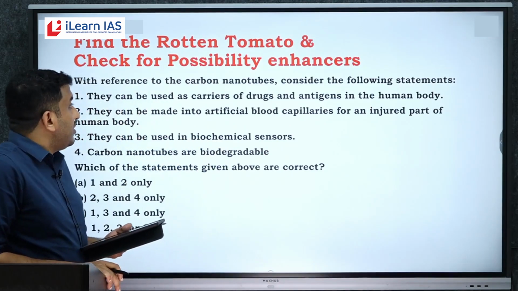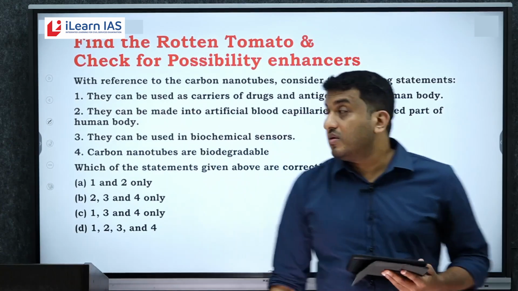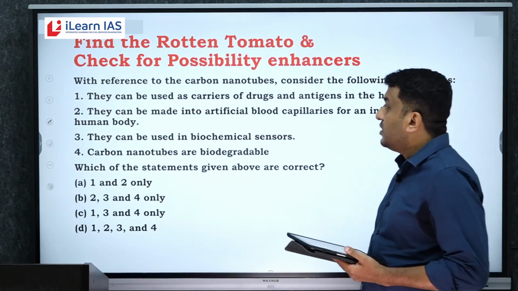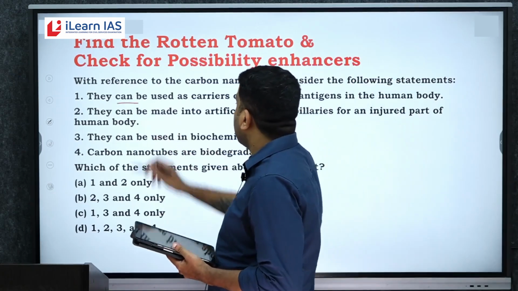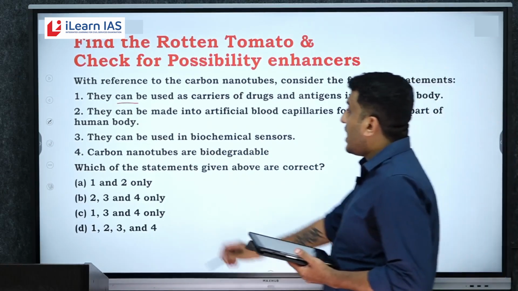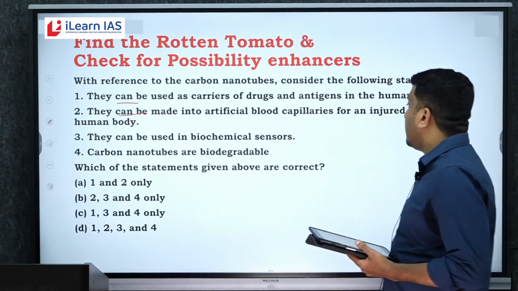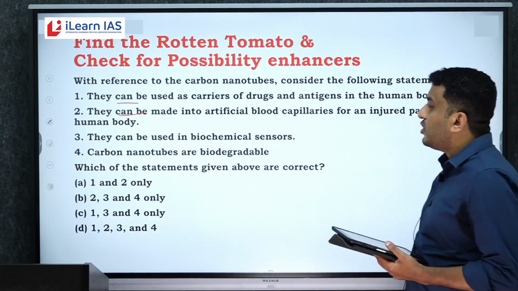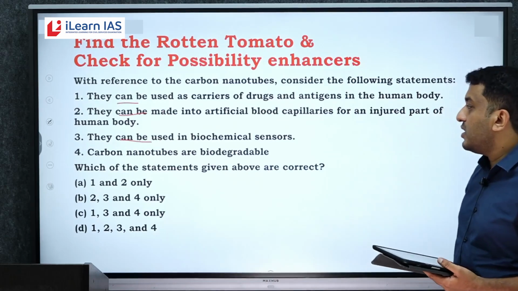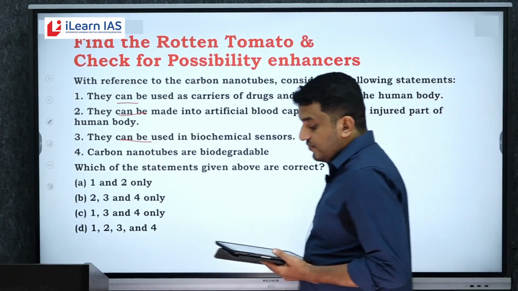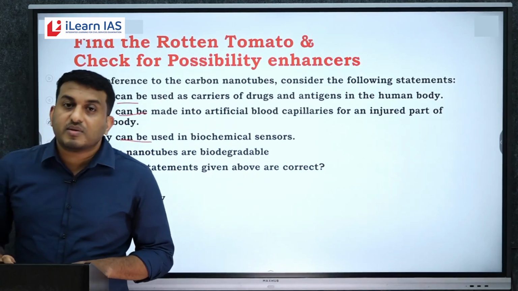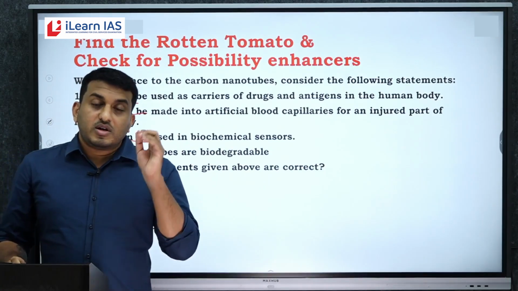Done. Now the next question. With reference to carbon nanotubes, consider the following statements. 1. They can be used as carriers of drugs and antigens in the human body. 2. They can be made into artificial blood capillaries for an injured part of the human body. 3. They can be used in biochemical sensors. 4. Carbon nanotubes are biodegradable. Now if you see this particular question, you need to understand one thing.